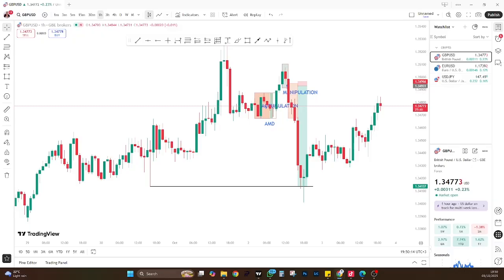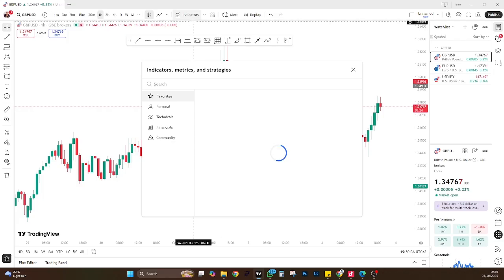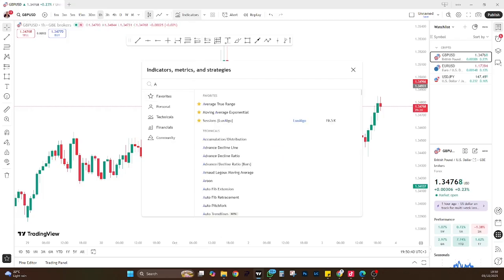At exactly 1 p.m., what you do, don't just enter immediately. You need to look for a retest, if there will be a retest. But I am a sniper, I enter as a sniper, and then I'll show you a very good indicator called average true range.